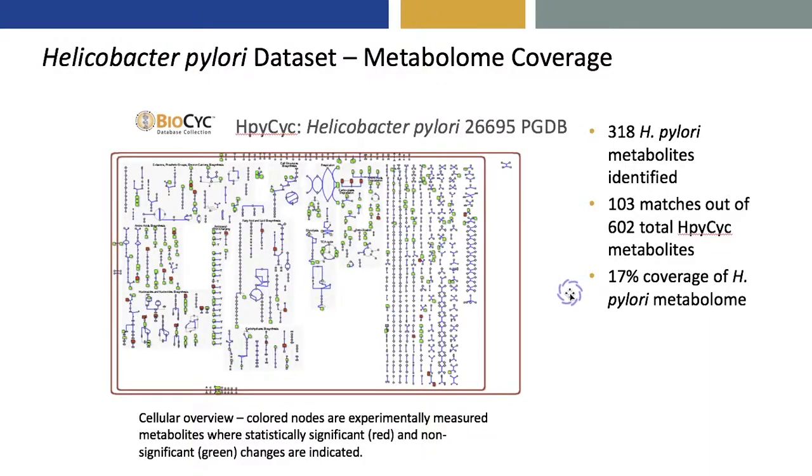And one thing we could do through pathway tools, we see here what we call the cellular overview diagram that shows the full metabolic map of H. pylori as stored in BioCyc. And overall, we were able to identify 318 metabolites in this data set, of which 103 of those were mapped to metabolites in the HPY database in BioCyc, out of 602 total metabolites in that database. So that gave us a 17% coverage of the H. pylori metabolome.